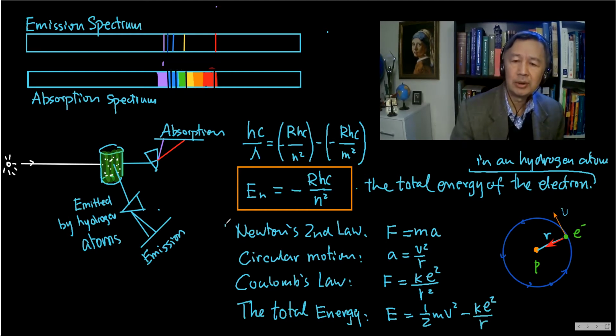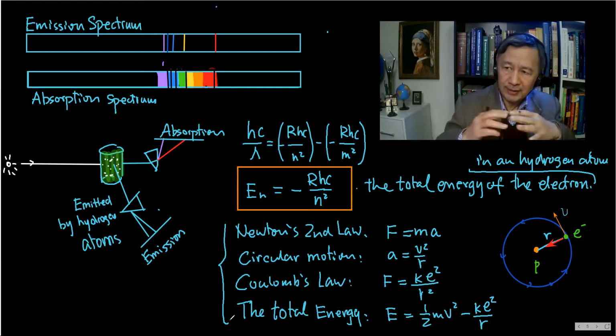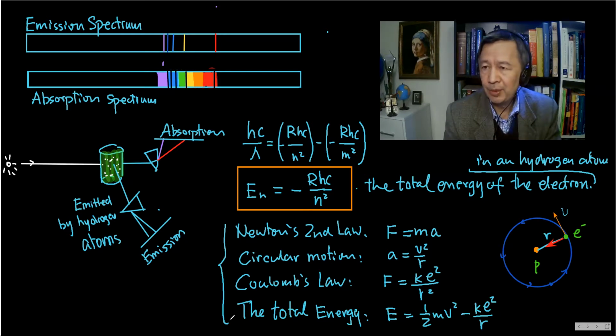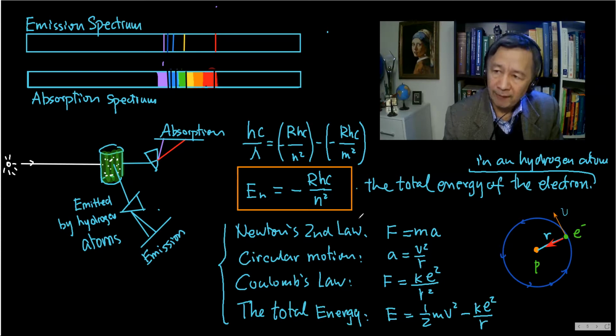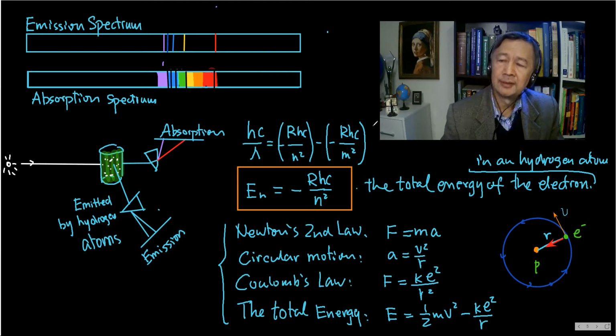So those are the four formulas Niels Bohr applied to build his first atomic model. In the next talk, I will go into detail and explain step by step how Niels Bohr built his formula, in particular how he derived his formula for the total energy of the electron inside the hydrogen atom in this form. Okay, see you next time.